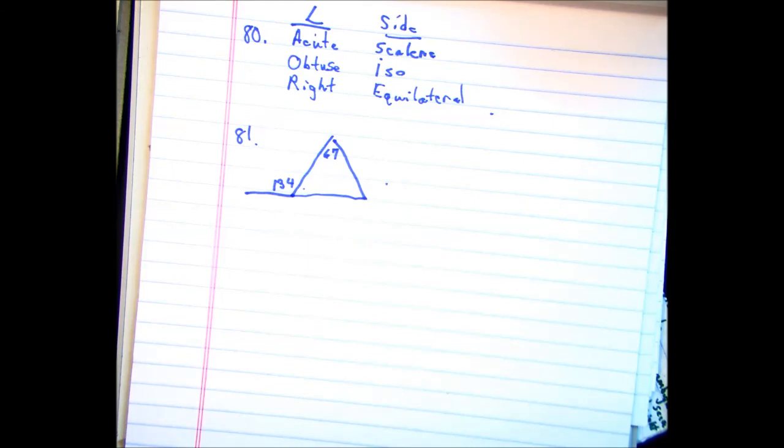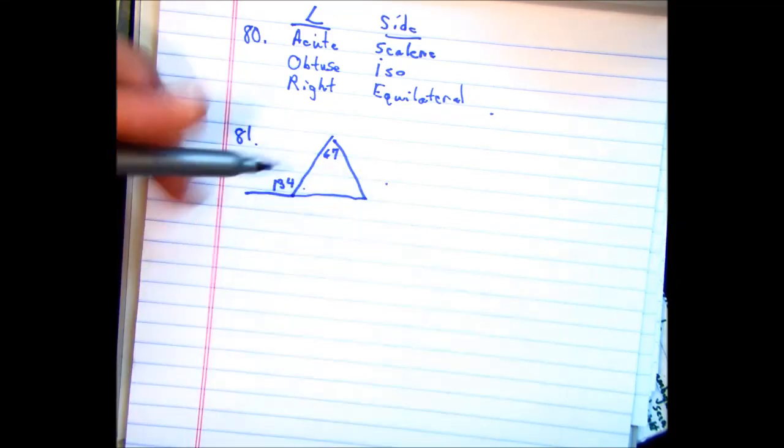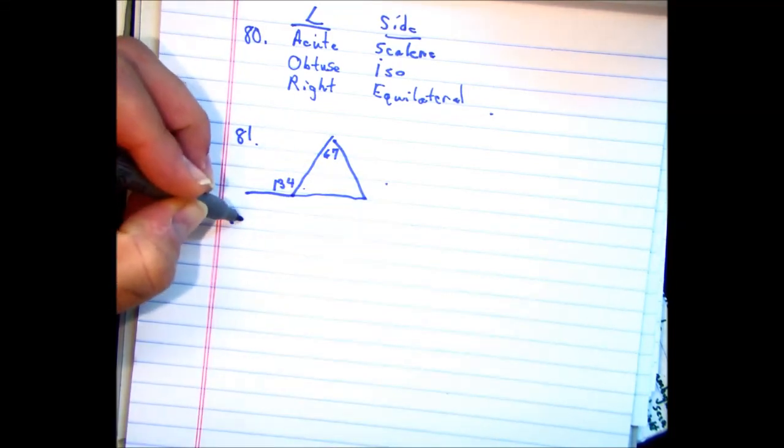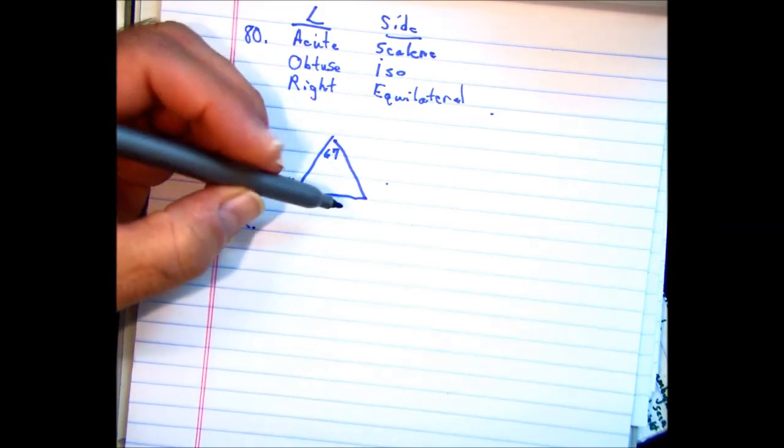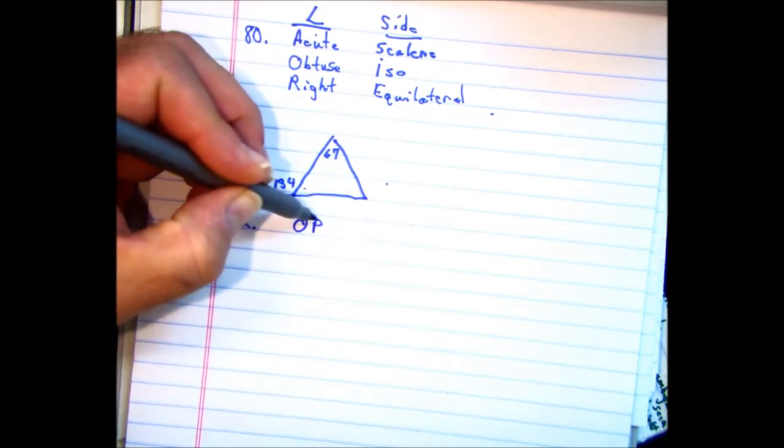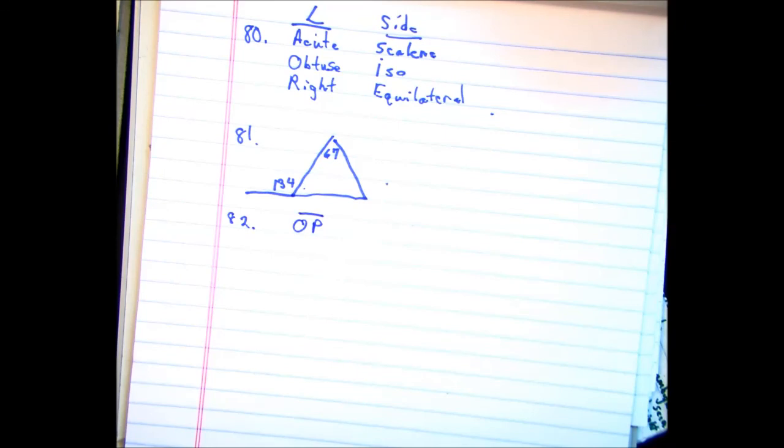All right, problem 82. 82 asks if BCDE is congruent to OPQR, which means you're matching letters. They said segment BC would be congruent to, most of you are pretty good at this, BC is congruent to OP because they match. All right.